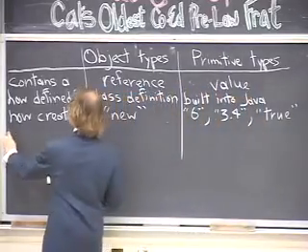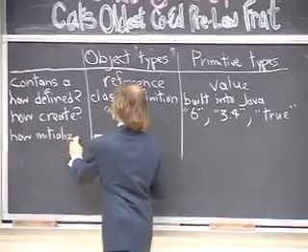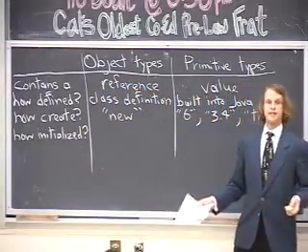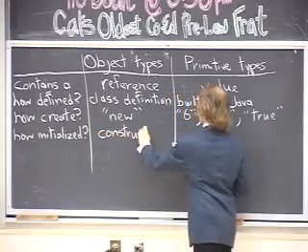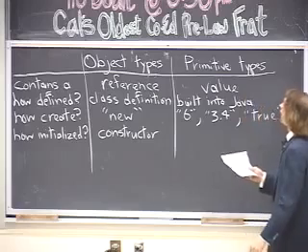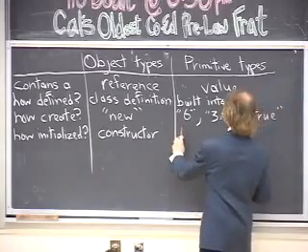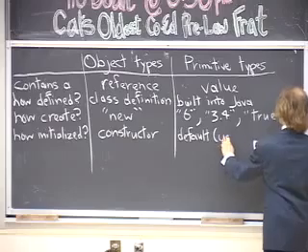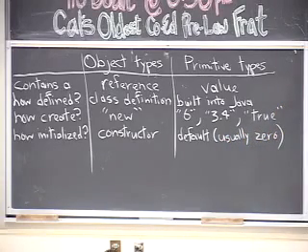How do we initialize them? Every object is initialized by a constructor. Primitive types, when Java creates a primitive type variable, that gets initialized to some default value, which is generally 0. In the case of Booleans, it's false.